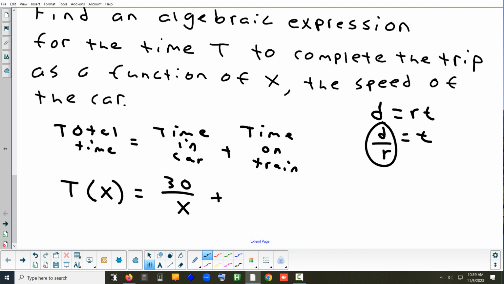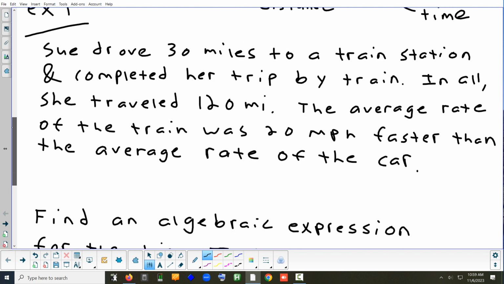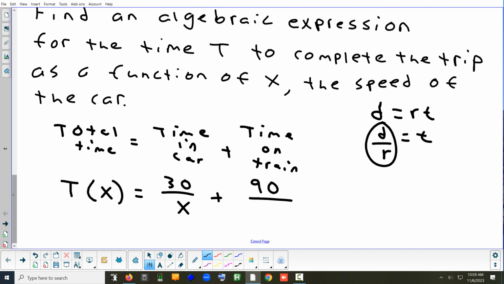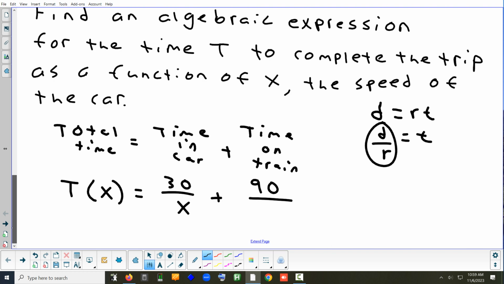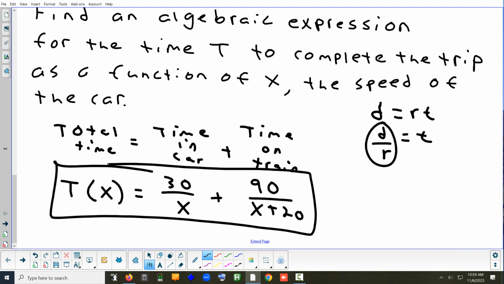Now we need the time on the train. So the first thing I need is the distance that she traveled on the train. Yeah, the distance is 90 because it's 120 minus 30. They told us the total journey was 120 miles. And what's the speed of the train relative to the car? Yep, it would be x plus 20. So there's a formula that represents the time it takes to complete the trip. You tell me the speed of the car, fill it in for x, and now you have the time.